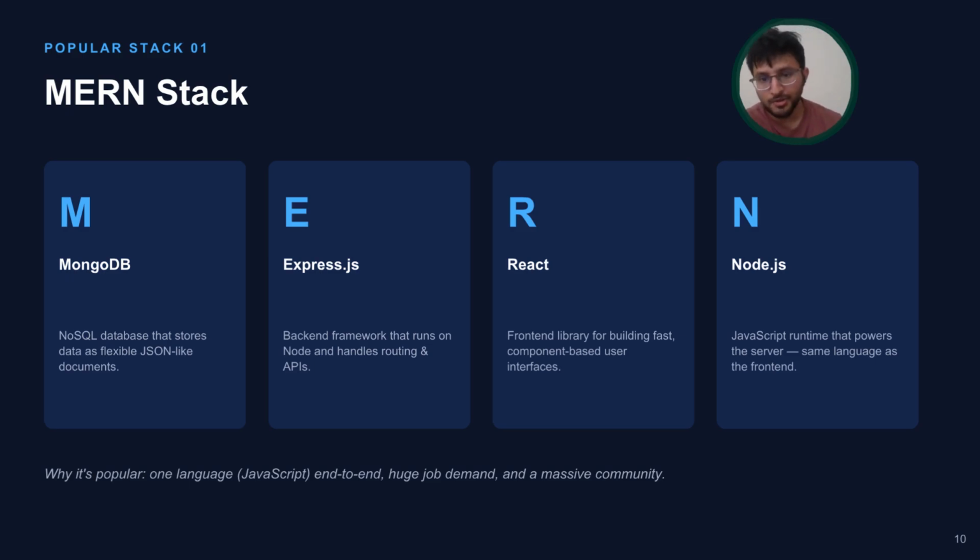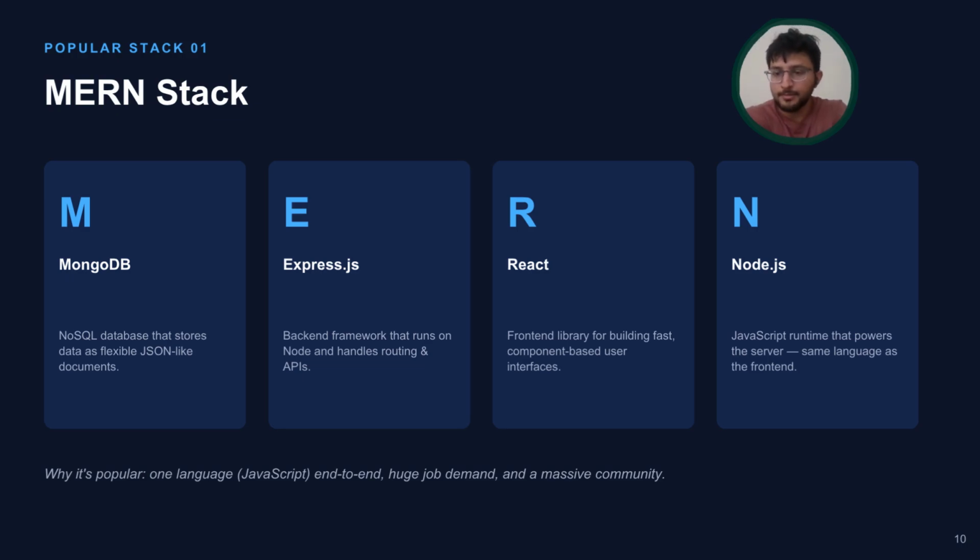M is for MongoDB, and MongoDB is what? It's a database. E is for Express, your backend framework. R is for React, your front end library, and N is for Node.js, the JavaScript runtime powering your server.